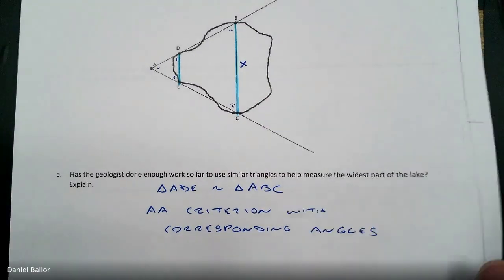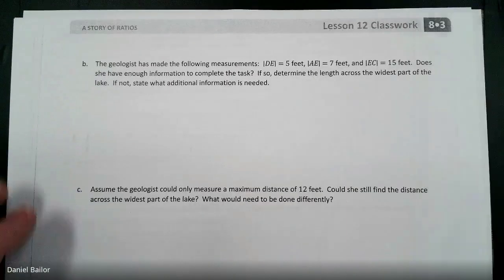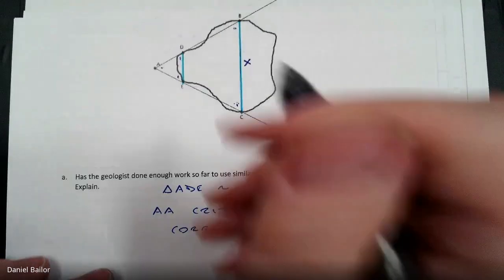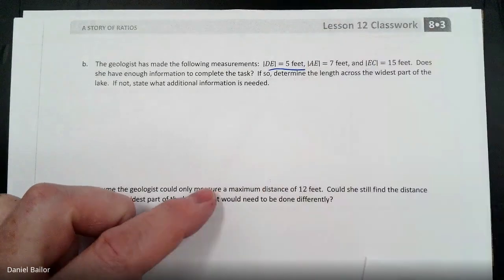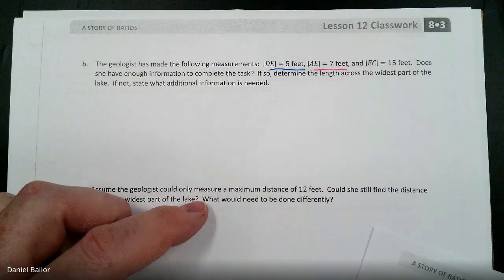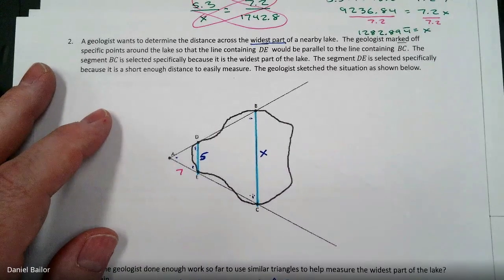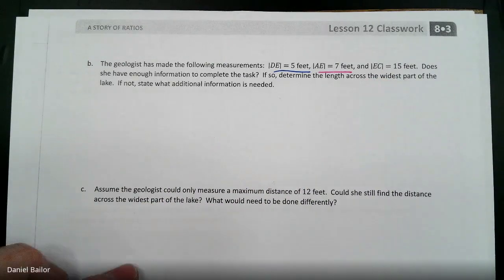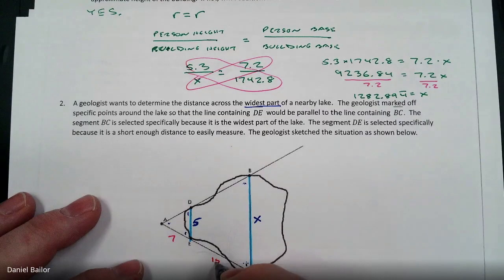So let's look at page 149 and see what he's measured. The geologist made the following measurements. DE is 5 feet, so let me put that in. AE is 7 feet, so AE right here is 7 feet. EC is 15 feet, so right here is 15 feet.